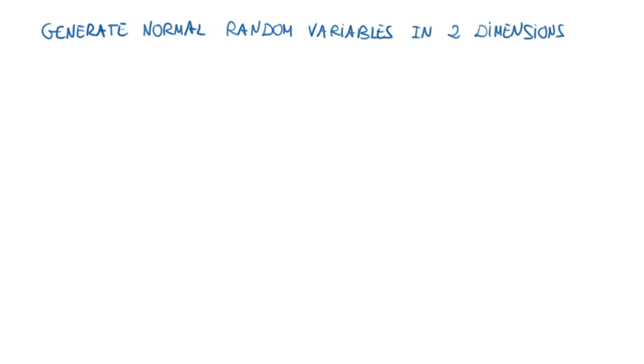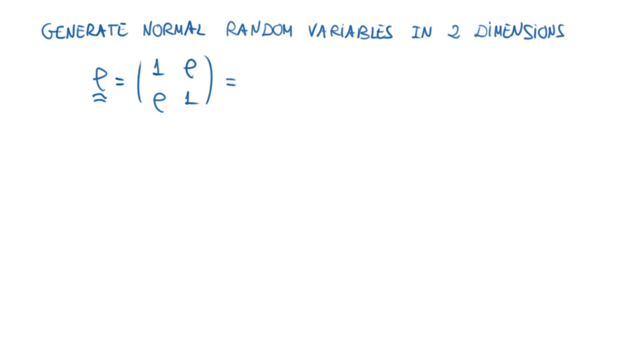How can we generate random numbers from a multivariate Gaussian distribution? We'll start by generating two-dimensional Gaussian random numbers whose correlation matrix, which is assumed to be known, is the following: 1 rho in the first row and rho 1 in the second row.